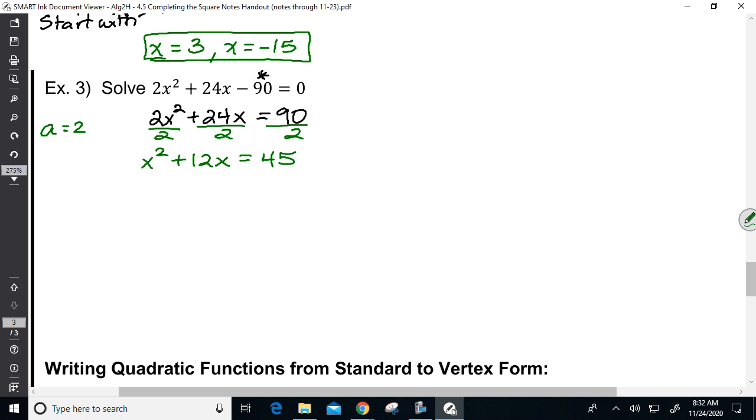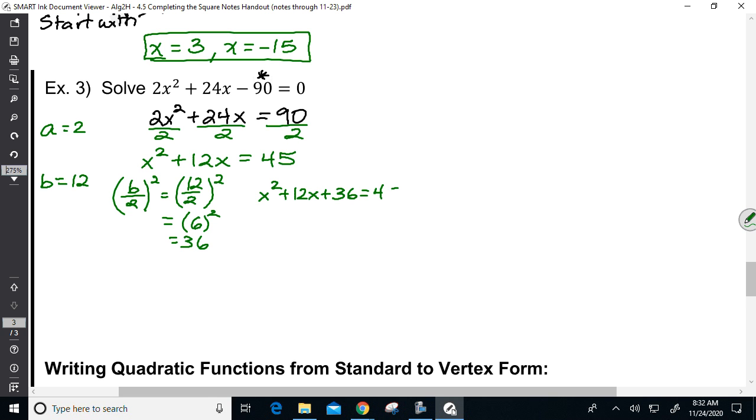So now we have to handle the b value. b is equal to 12. Take half the b term and square it. 12 divided by 2 squared. 6 squared, which is 36. So 36 is what you are adding to both sides. And make sure you add it to both sides.